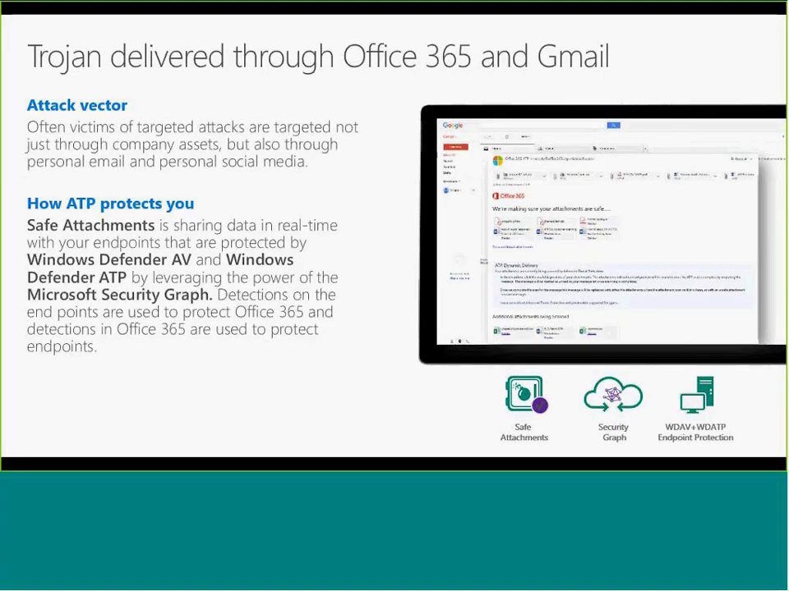If you get something delivered through another Office 365 or a Gmail account, asking you to click on something or maybe download something, again, we've also got safe attachments as before, but we've also typically got our Windows Defender AV sitting in the back end that we can also take action on as well. So we've got these multiple layers of protection.